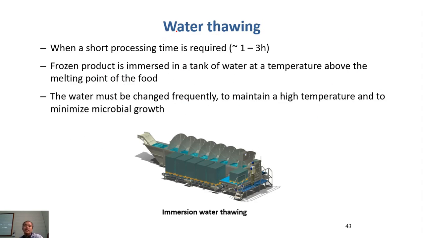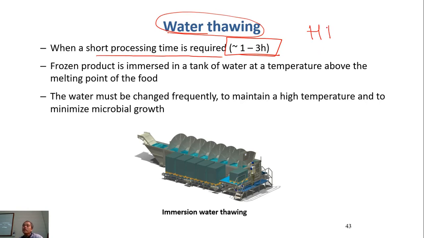Okay, the second technique of thawing is using water. For this method, we have short thawing time, 1 to 3 hours. Why? Why is it much shorter compared to air? You have a better contact between water and food than between air and food. You have a better heat transfer coefficient between water and food than between air and food. So the thawing time is shorter.